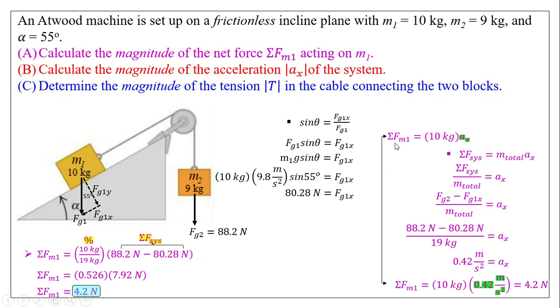We earlier stated that the net force for m1 is simply its mass times the acceleration. Well, we just found the acceleration as 0.42. So I'm just going to carry this work down. Mass is 10 kilograms. I substitute in 0.42 meters per second squared because that's what I just calculated. Therefore, 10 times 0.42 is 4.2, which is the same answer as we got on the bottom left of the screen here.